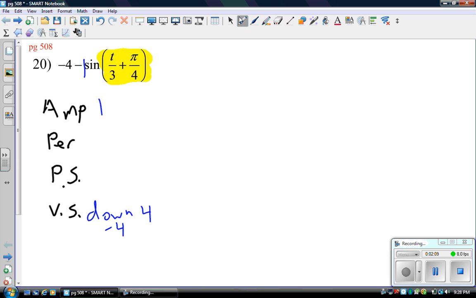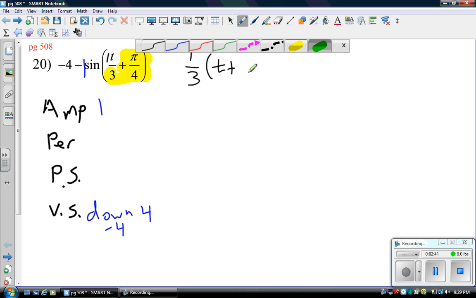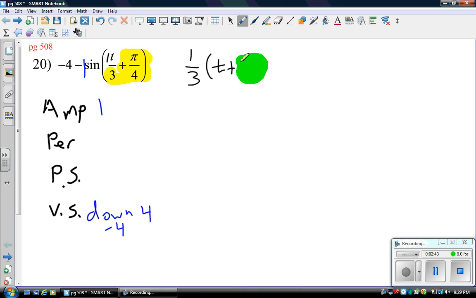So in this case, it's really a 1/3. It's a 1/3 that we're factoring out of this. So I'm not going to rewrite everything. I'm just going to rewrite this part. This would be 1/3 t plus, now we have to think to ourselves, 1/3 times something right in here is going to have to equal pi over 4.